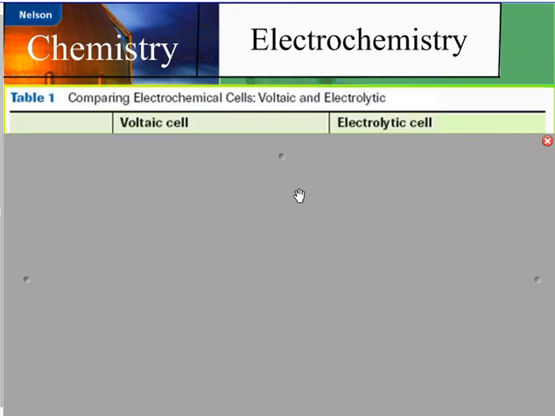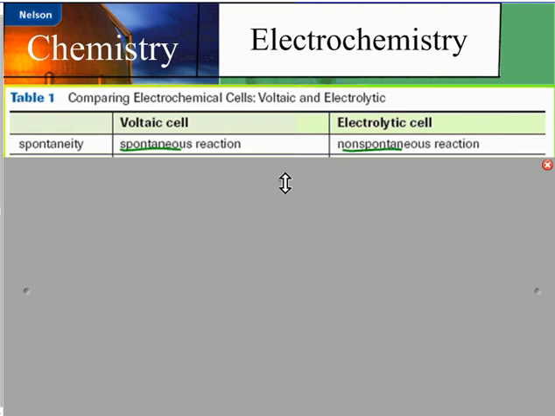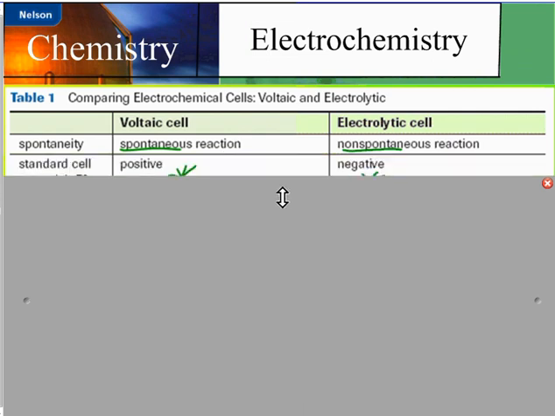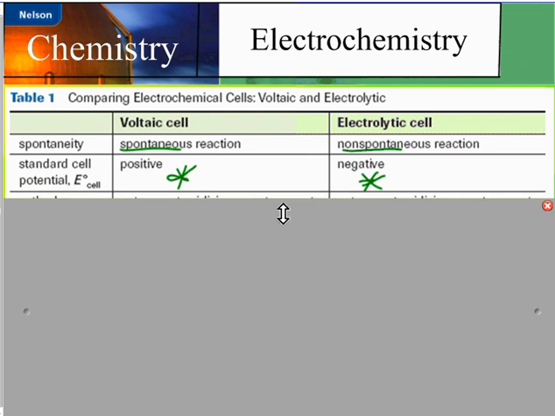So if we take a comparison between the two, I copied this into the workbooks. Most importantly, if we look at the spontaneity, voltaic cells are a spontaneous redox reaction. Electrolytic is non-spontaneous. Okay, another important distinction is that the cell potential for a voltaic cell is always positive. For an electrolytic cell, we're always going to get a negative cell potential.